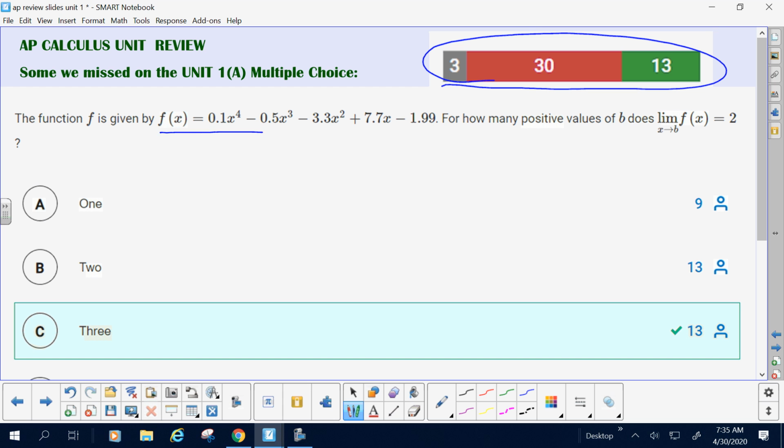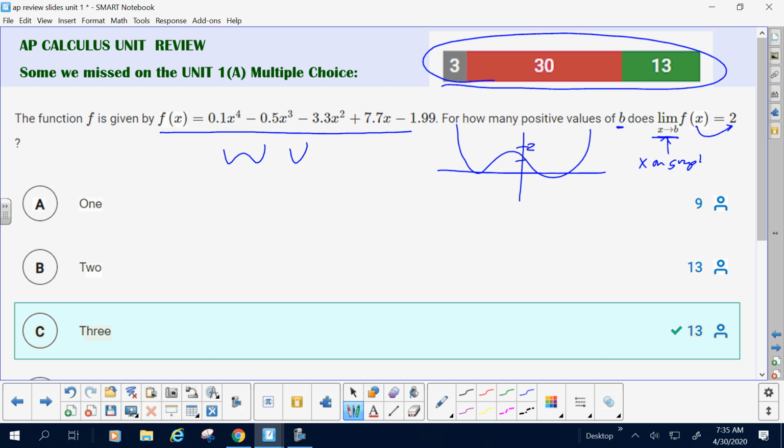So you've got a function here, it's x to the 4th, which could look a lot of different ways. I can't remember if this was calculator active. It was calculator active. So the question is, for how many positive values of b as x approaches b does the y approach 2? You should think then, how many different b's are there, or how many different x's on the graph where y approaches 2? So you should graph this in your calculator, which I guess this would not be on the test, but still this is the concept that I'm focusing on.